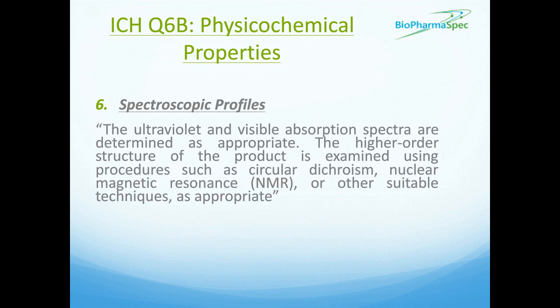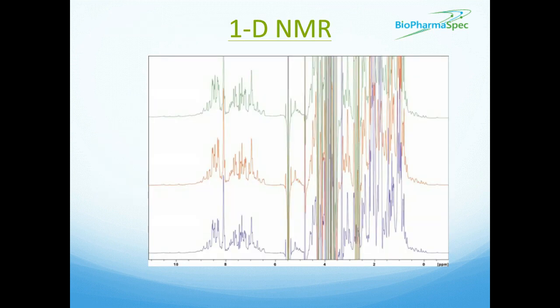As I said, under the physicochemical properties, under spectroscopic profiles, it says that UV and visible absorbance spectra need to be determined as appropriate, and the higher order structure of the product examined in procedures such as CD or NMR, or other suitable techniques as appropriate. So you have two specific techniques mentioned there. There are other ones available, and we'll go into a little more detail about that as the slides continue. But Q6B does, if you like, cover itself, because it does talk about other suitable techniques as appropriate.